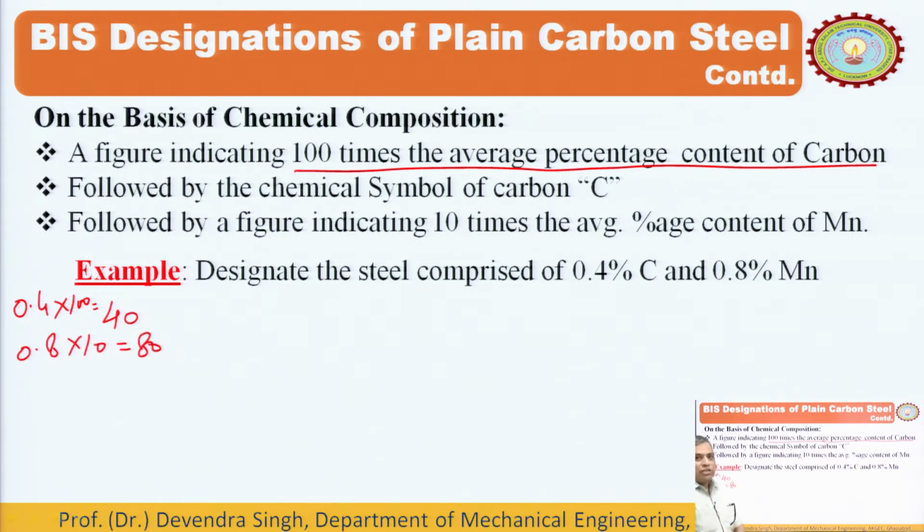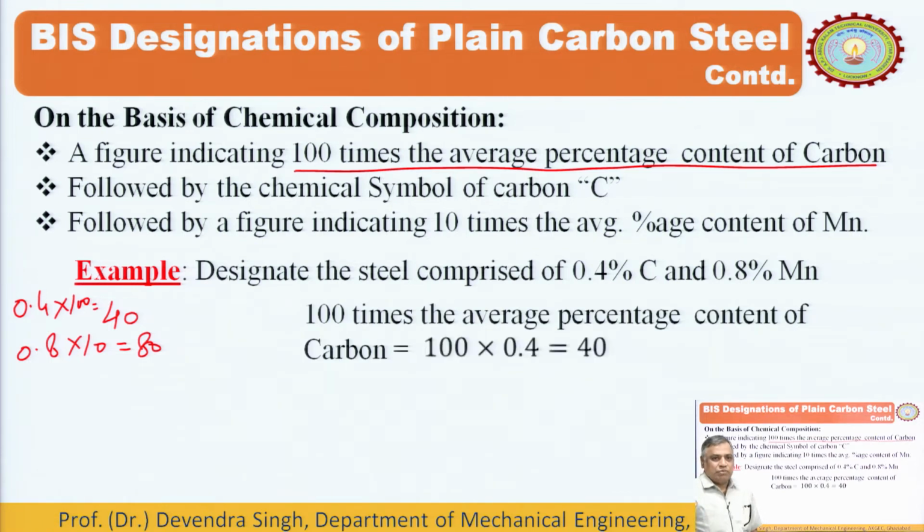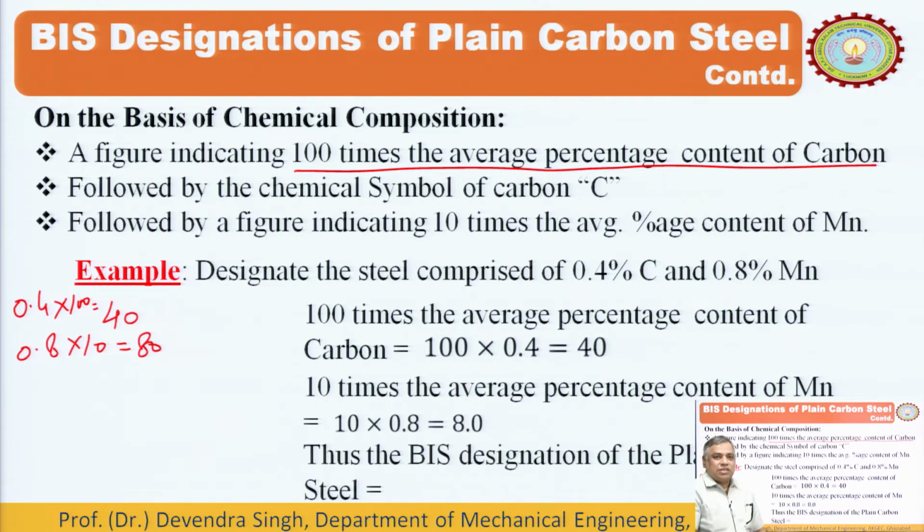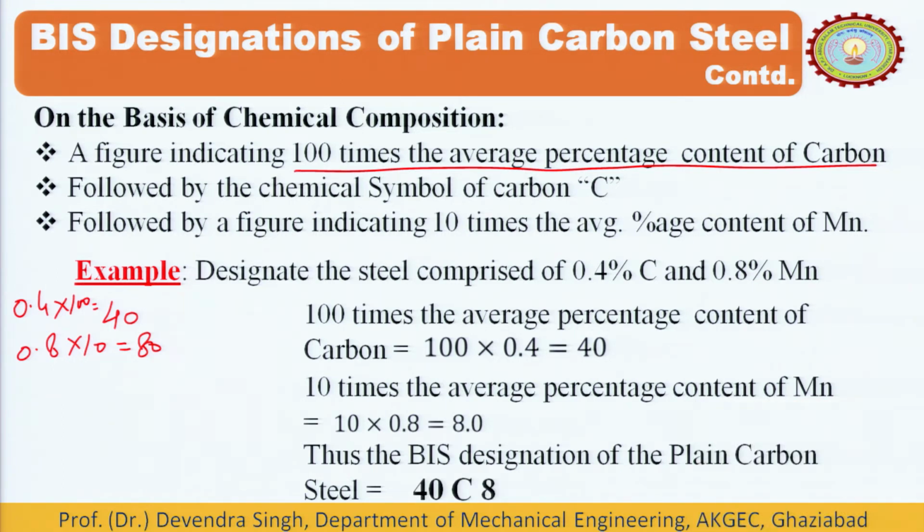And what to put in between? The symbol of carbon, capital C. So if you see, it is very simple to designate. 100 times carbon is 40, I have calculated 10 times manganese, then the designation of the steel is 40C8. This is a simple designation, and if 40C8 is given, then you can give the average percentage content of carbon in this plain carbon steel. Wherever a designation of this type with capital C is there, it means this is a plain carbon steel. It can never be an alloy steel.